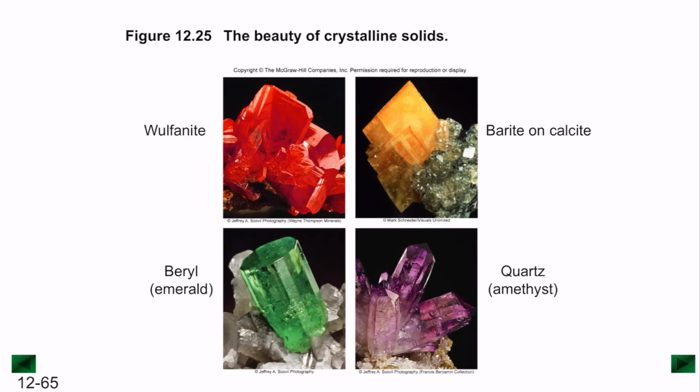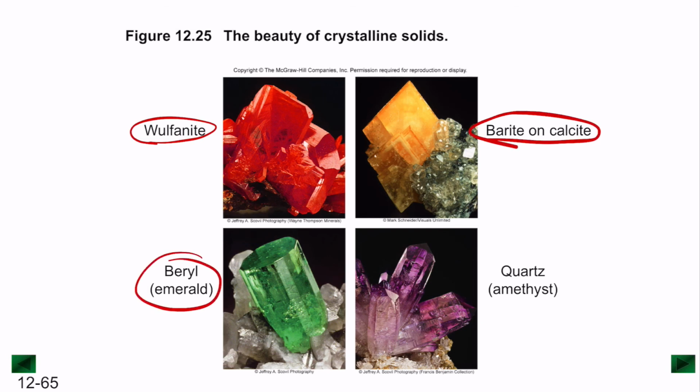So these are examples of the beauty of crystalline solids. For example, wulfenite has a reddish structure. Barite on calcite has a yellowish structure. Beryl is emerald, has a green structure, which is a common one that you already know. Quartz is also called amethyst, has a purplish structure.